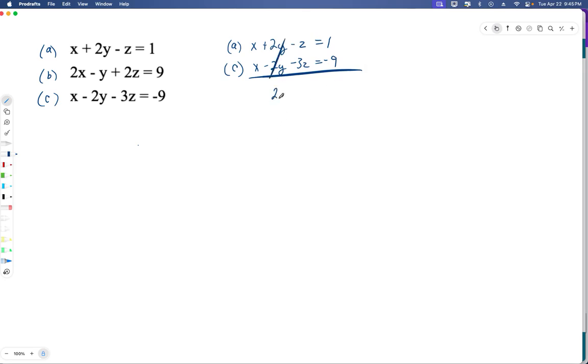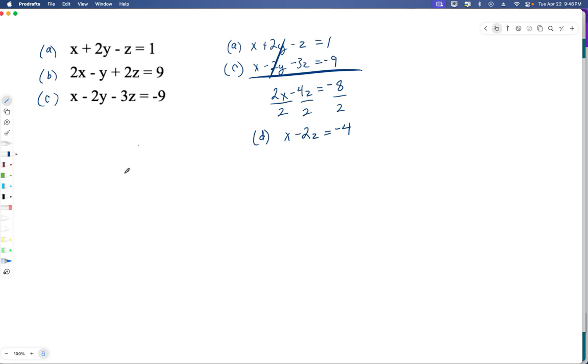So I have 2x minus 4z is equal to negative 8. I can divide everything by 2, so I'm going to reduce this. And I get x minus 2z is equal to negative 4. So now I have a new equation that I can use. We're going to call this one D.